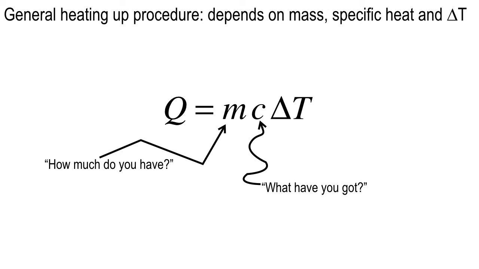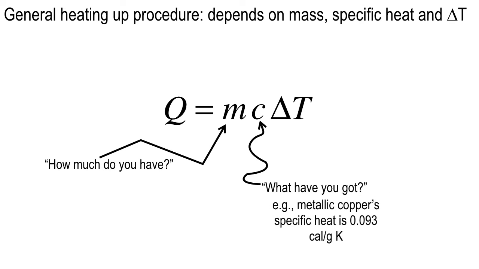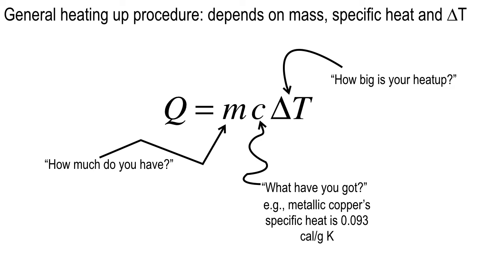And then your specific heat, what have you got? So in other words, have you got metallic copper? Metallic copper, the specific heat is 0.093 calories per gram Kelvin. And then the last thing you have to ask yourself is, how big is my heat up? In other words, am I going from 200 to 250 Kelvin, or am I going downward?